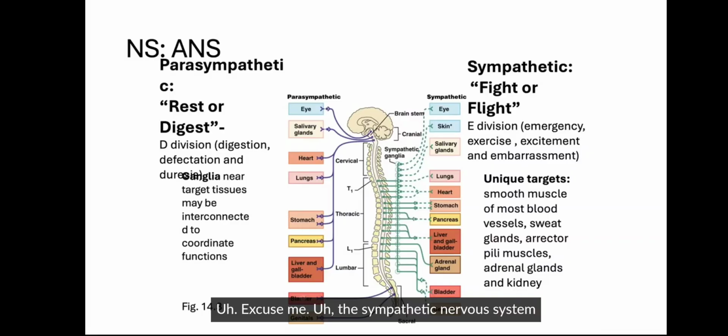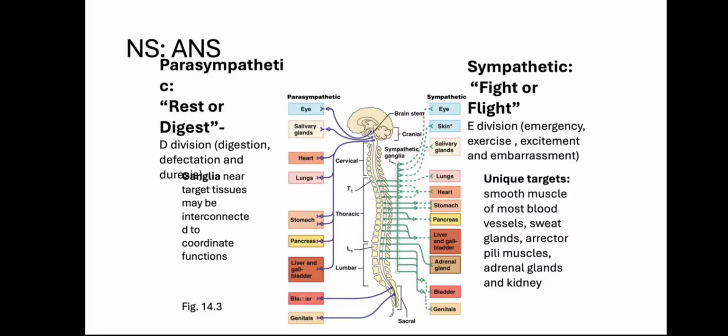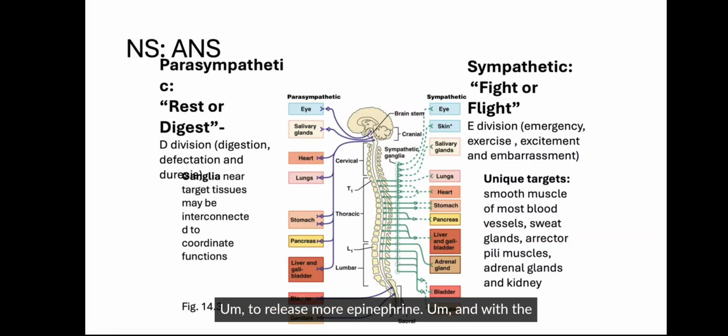The sympathetic nervous system inhibits the pancreas. Again, all digestive processes are inhibited. Same thing with the liver and the gallbladder, and it will stimulate the adrenal gland to release more epinephrine. And with the bladder, urinary bladder that is, the sympathetic nervous system will help relax the bladder.